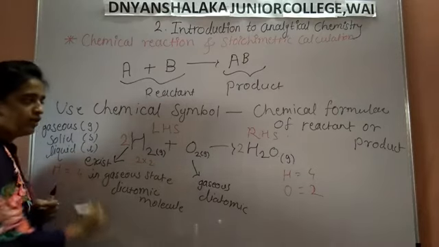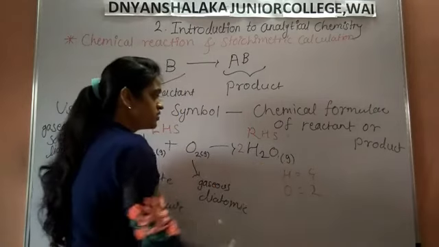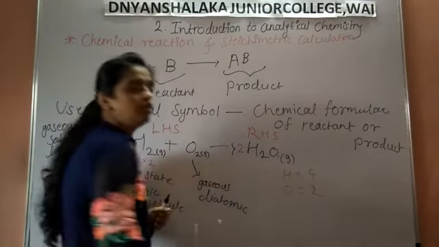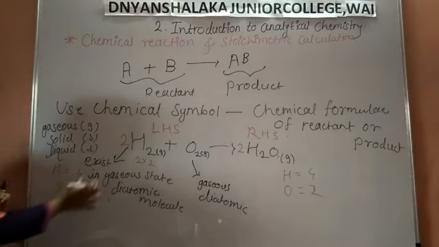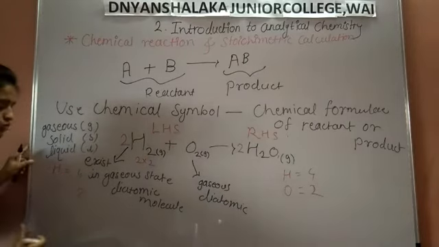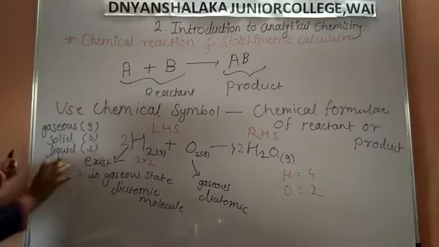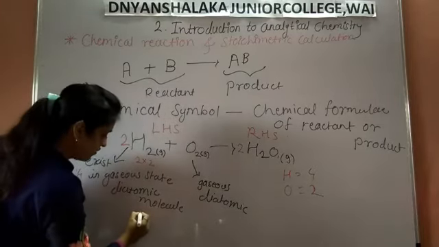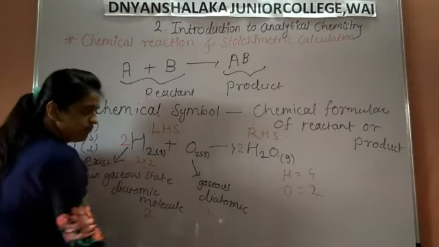So 2 2s are 4 molecules, and 2 2s are 4 molecules, but only 1 atom of oxygen. So 1 into 2, we get 2 atoms of oxygen. So hydrogen on the left-hand side is 4 molecules, and the right-hand side also 4 molecules. Oxygen is 2 molecules, and the right-hand side also 2 molecules. So this reaction is balanced. But we represent hydrogen as 2, oxygen is only 1.